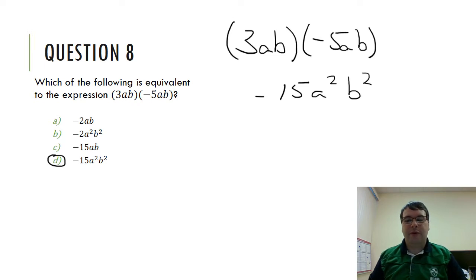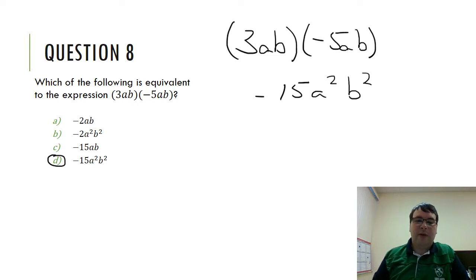Let's talk about question number 8 real quick. So it says, which of the following is equivalent to the expression of 3ab times negative 5ab? So 3ab as a quantity.